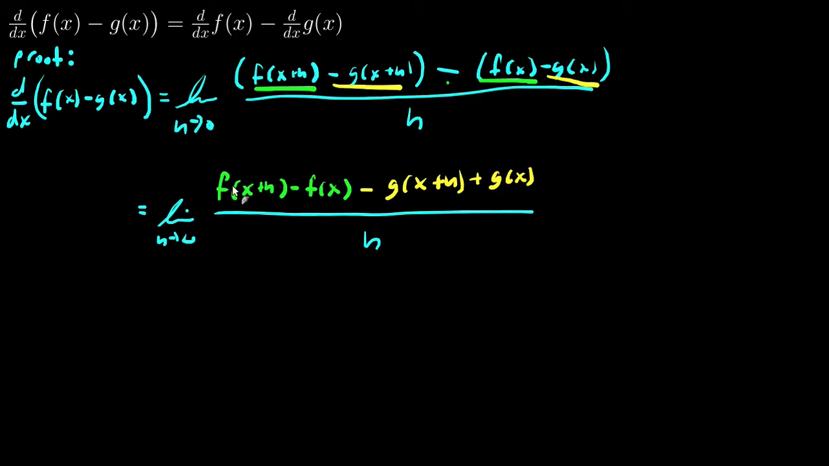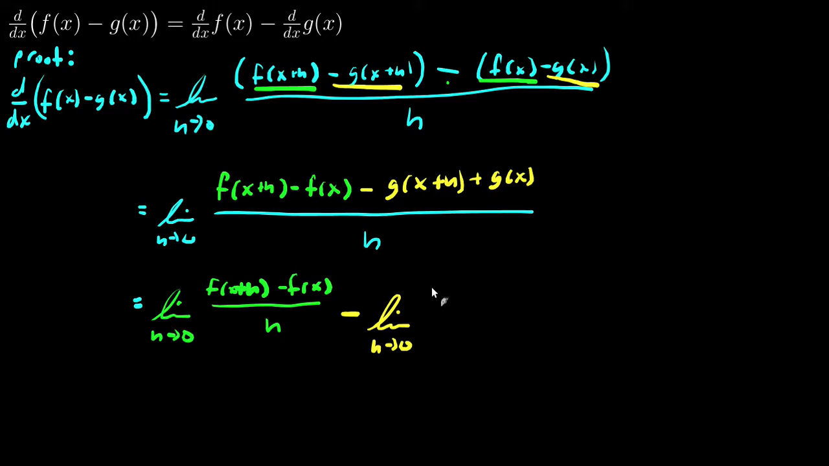And so now I'm going to split it up. And as I split it up, I'll have the f terms. So I have the limit as h approaches 0 of f of x plus h minus f of x all over h. And in here, I'm going to factor out a negative sign, so minus the limit as h approaches 0 of, and when I factor it out, this term will now be positive, g of x plus h. This one will be negative, minus g of x all over h.